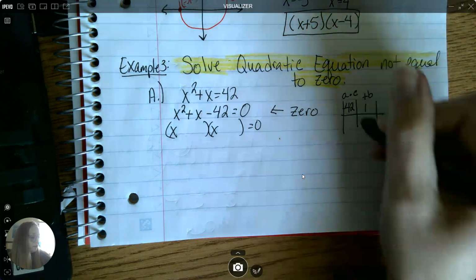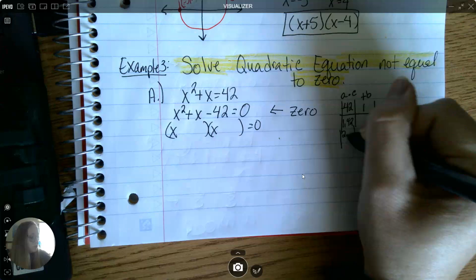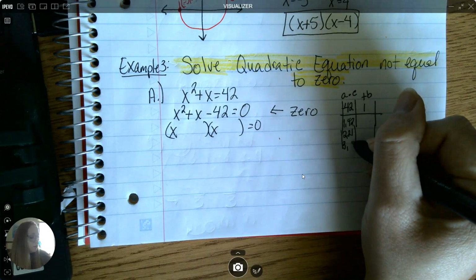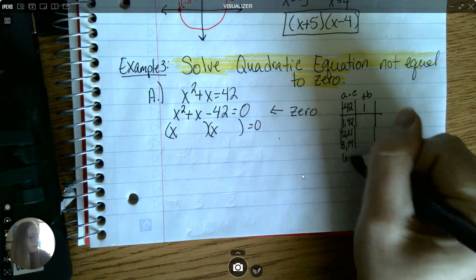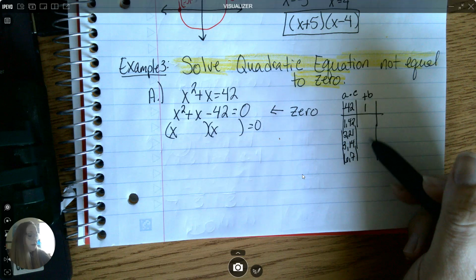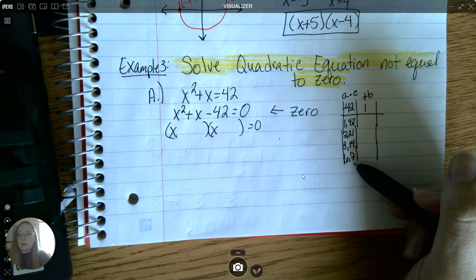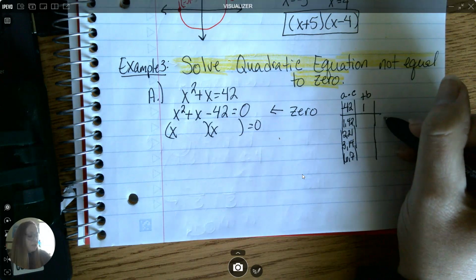All right, so my factors of 42 are 1 and 42, 2 and 21, 3 and 14, 4, 5, 6, and 7. And I already have in my head, I know I'm looking for a difference of 1, and so I'm going to focus on that 6 times 7. And you guys will get better and you'll get faster at knowing your factors and knowing which pair to use here. Now I know when I multiply, I should get a negative.